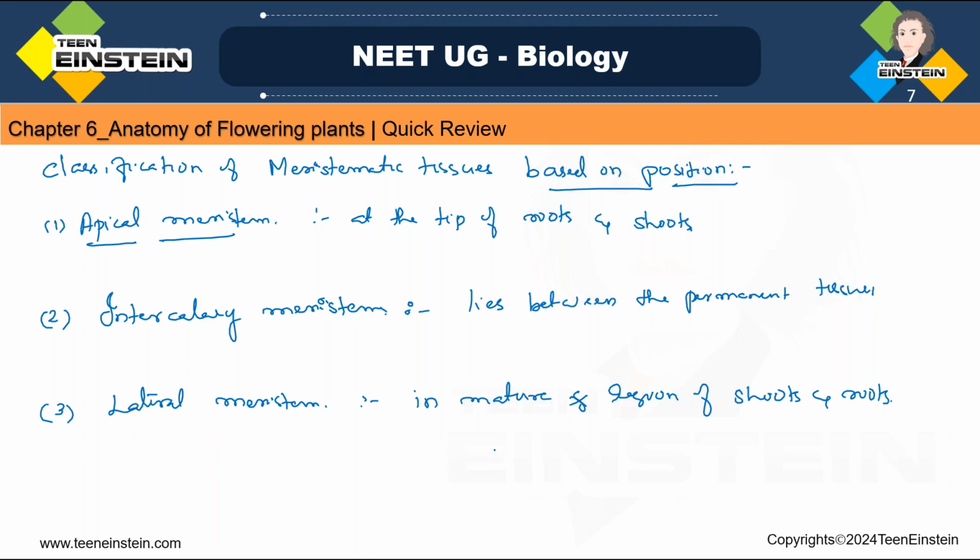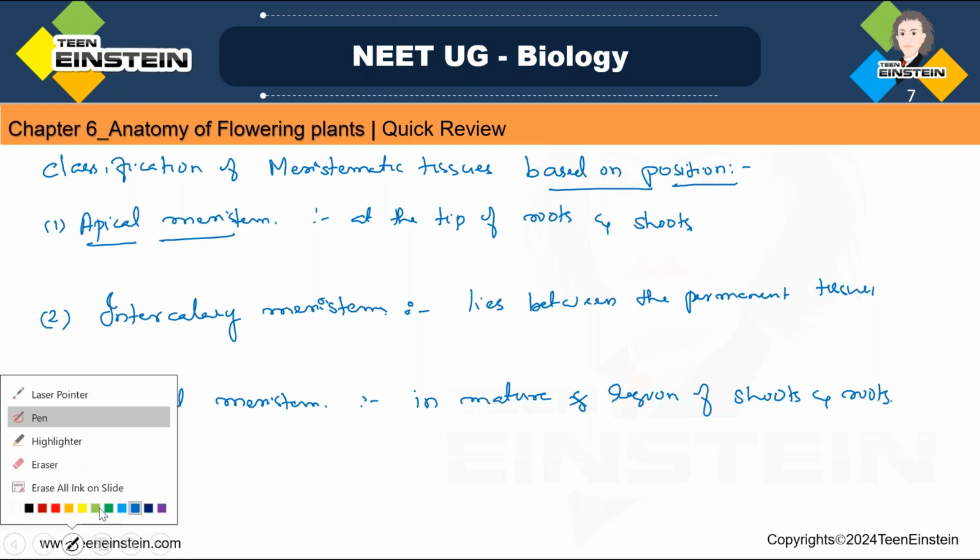So here the meristematic tissues are classified. Three classifications we have learned: on the basis of origin, on the basis of function, and on the basis of position. On the basis of origin, it is primary meristem and secondary meristem. On the basis of function, protoderm, procambium, and ground meristem. And the classification based on position is apical meristem, lateral meristem, and intercalary meristem. Clear?